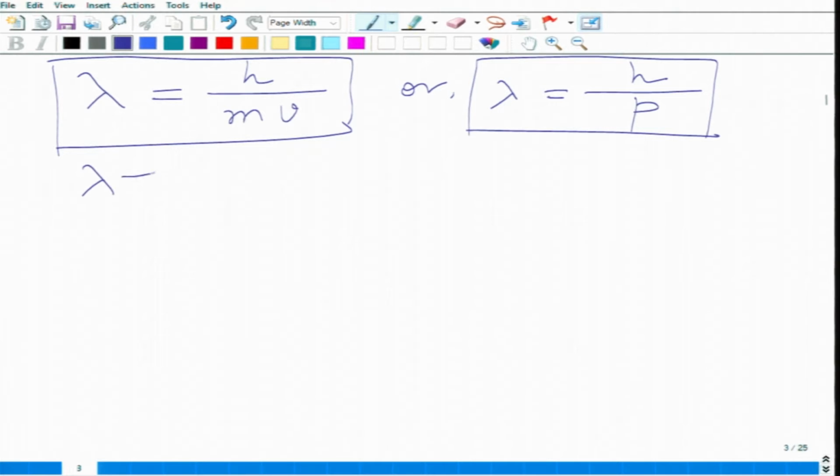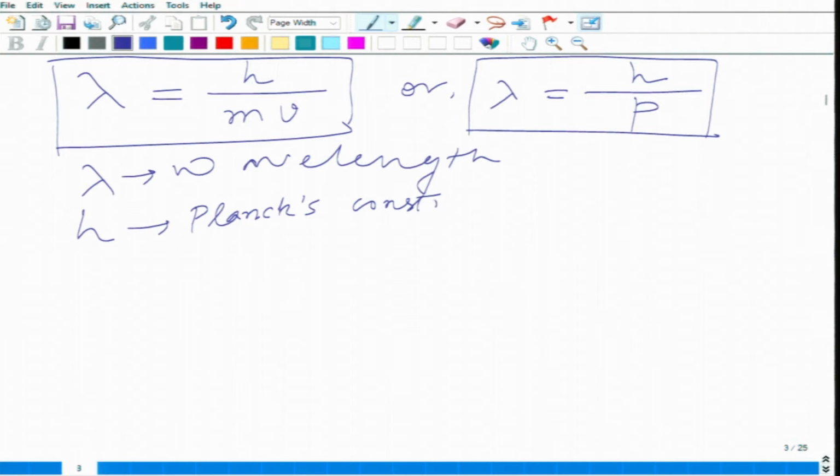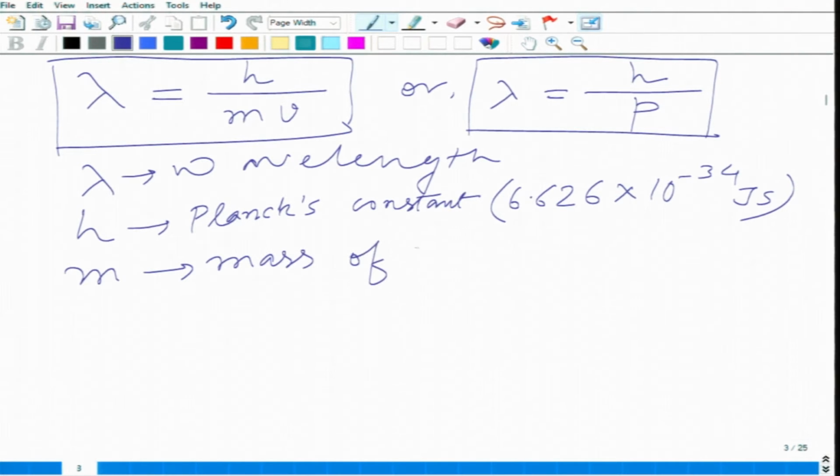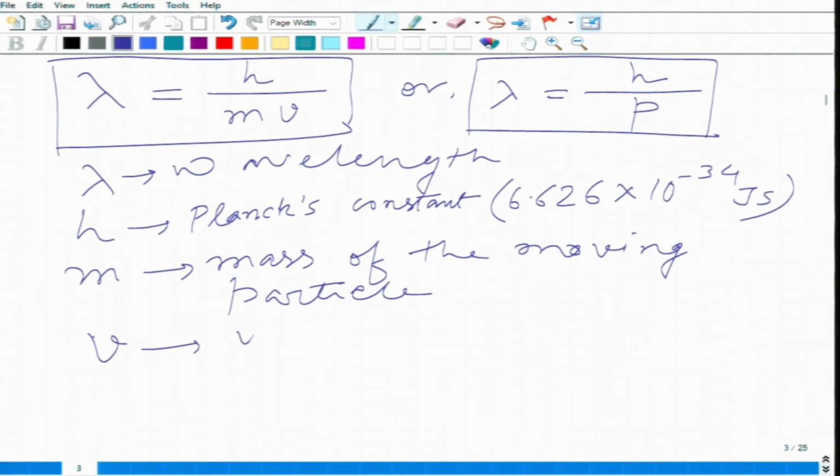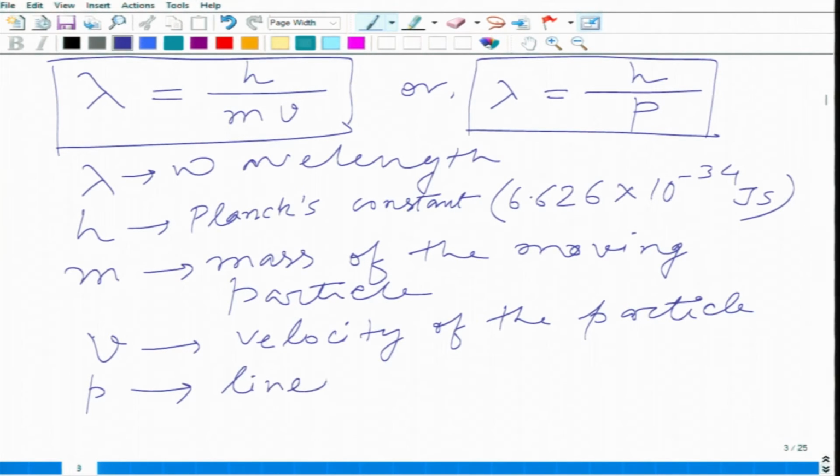where lambda is the wavelength, h is Planck's constant, with a value of 6.626 into 10 to the power minus 34 joule second. m is the mass of the moving particle, and v is the velocity of the particle, and p is the linear momentum of the particle.